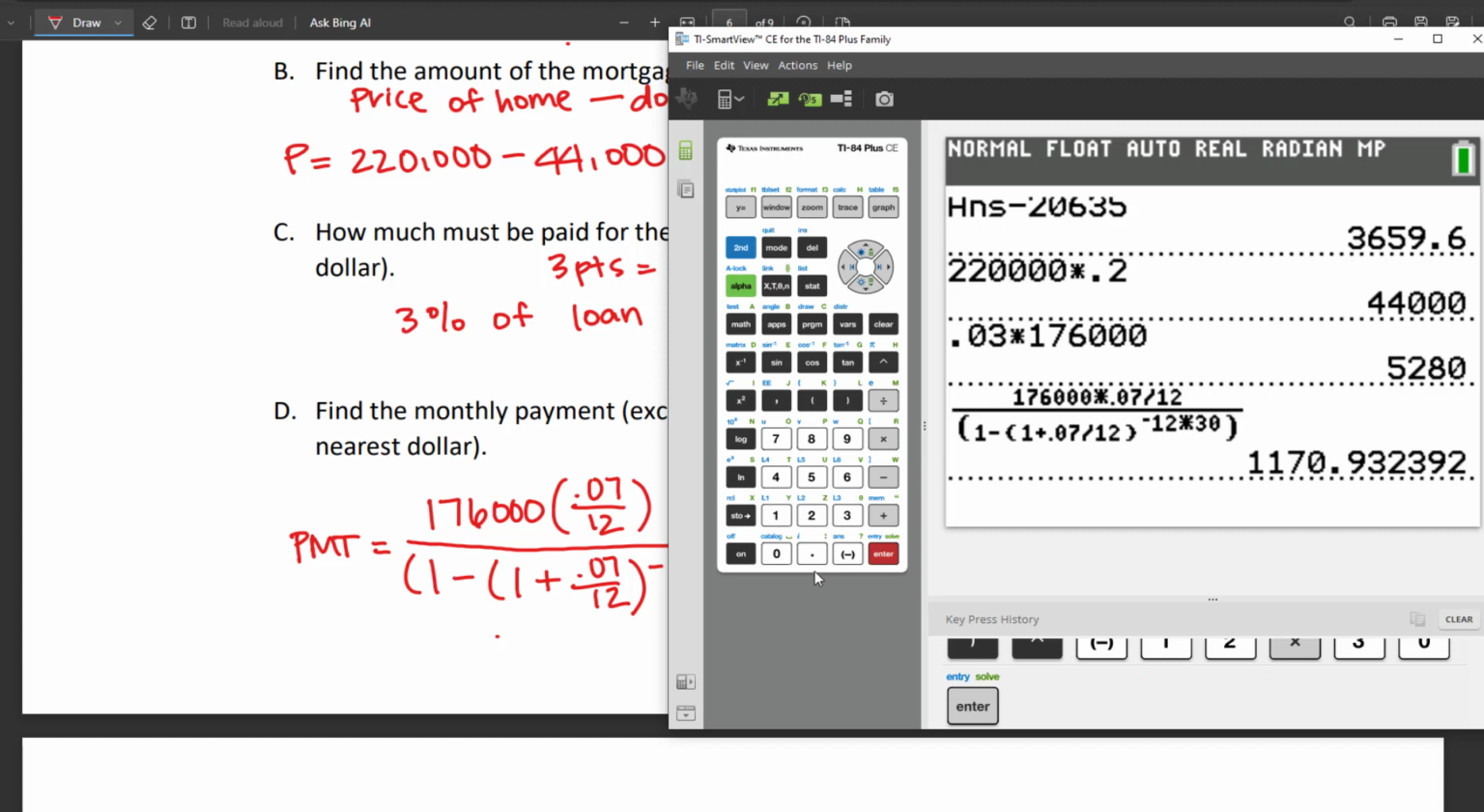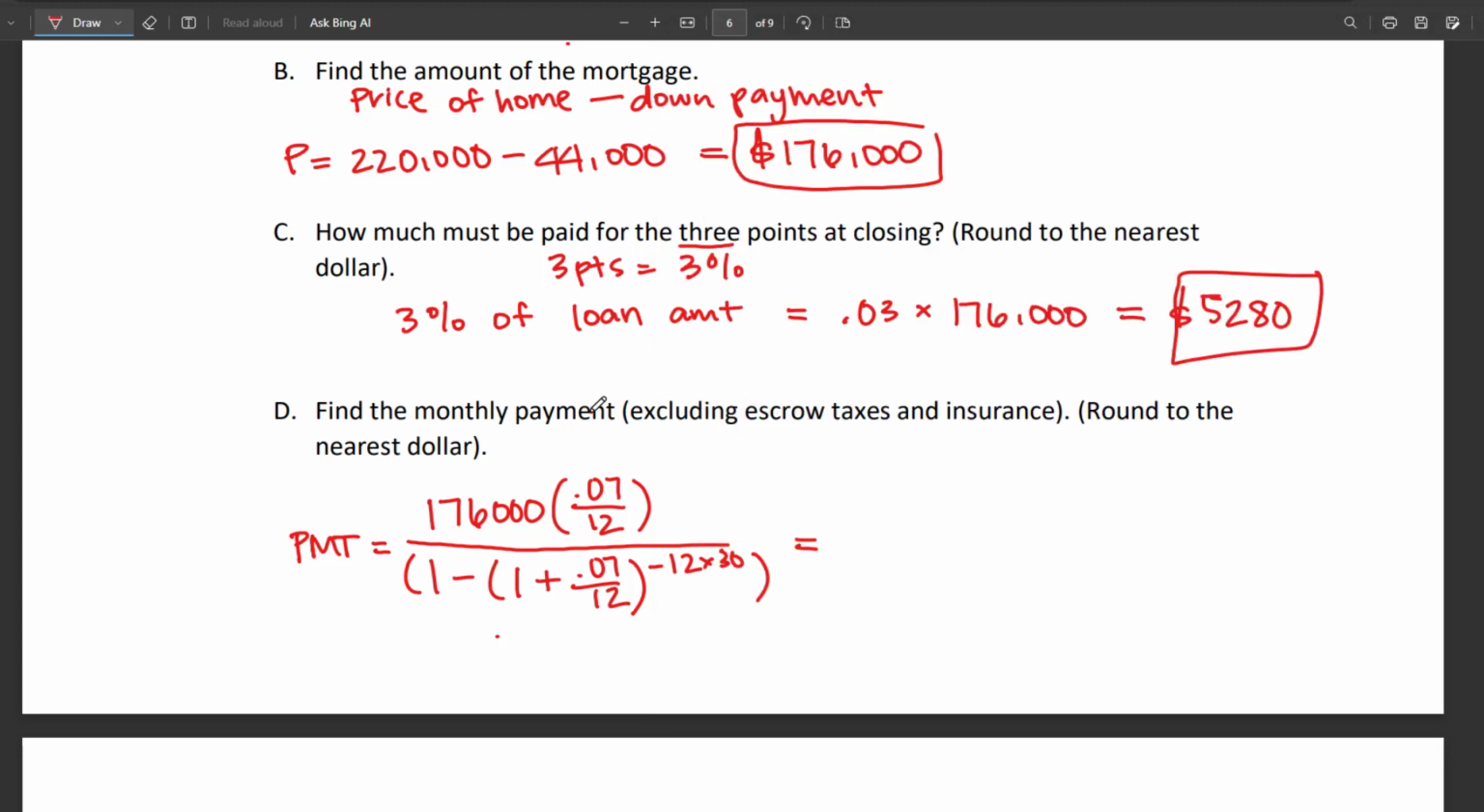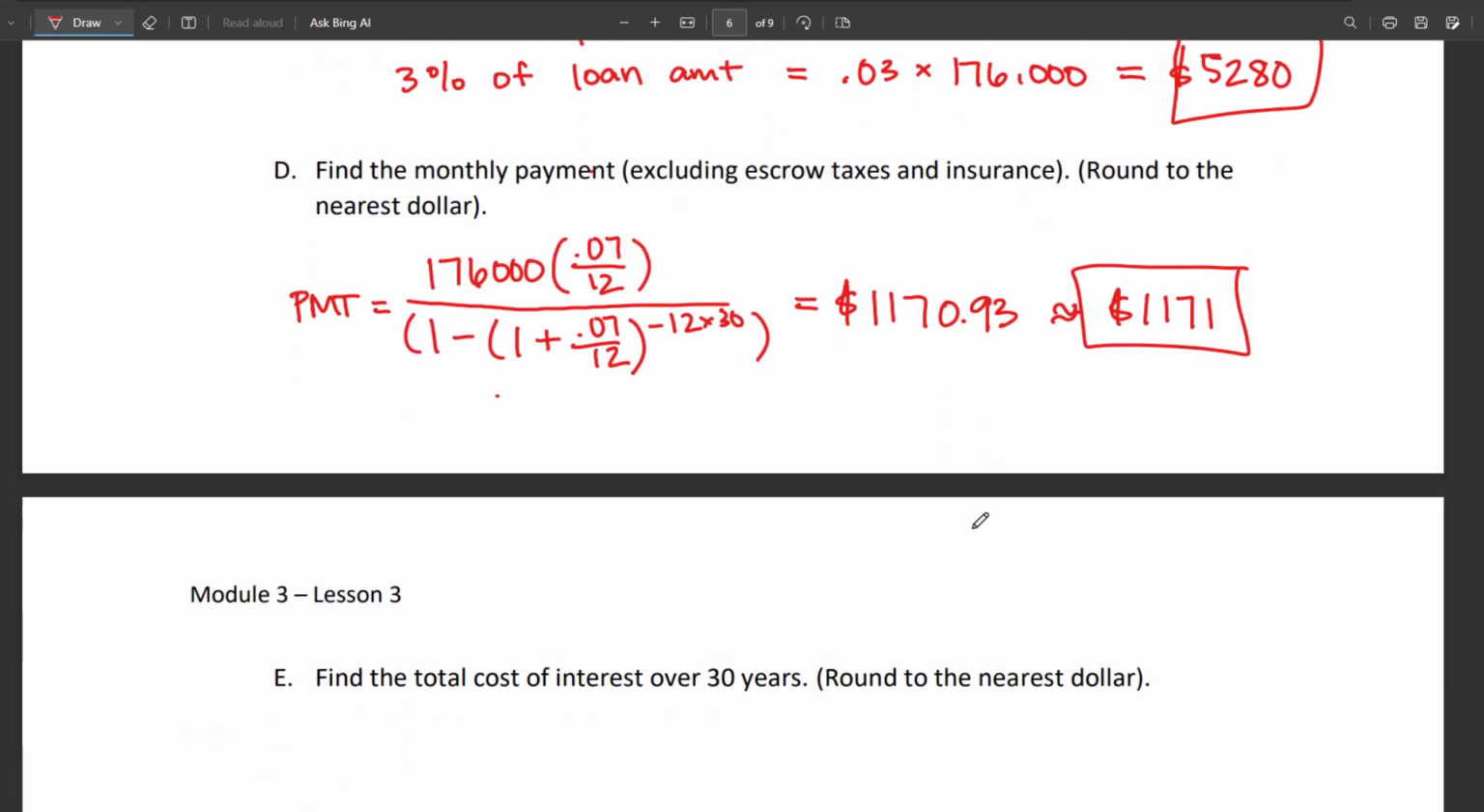So our house payment is $1,170.93. They want us to round to the nearest dollar, so $1,171 is our house payment. Okay, so that's what we're paying on our house every month.